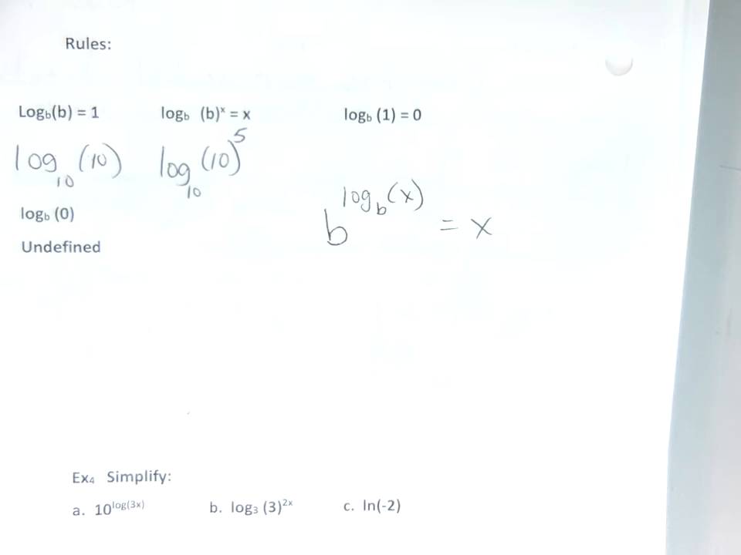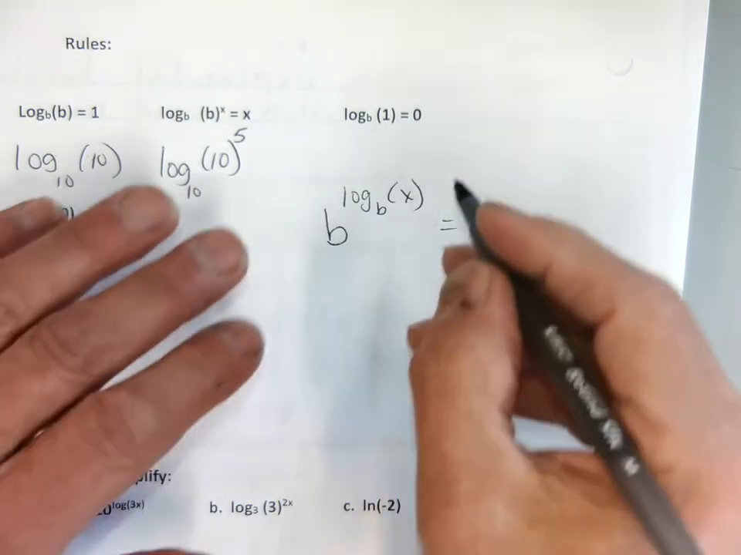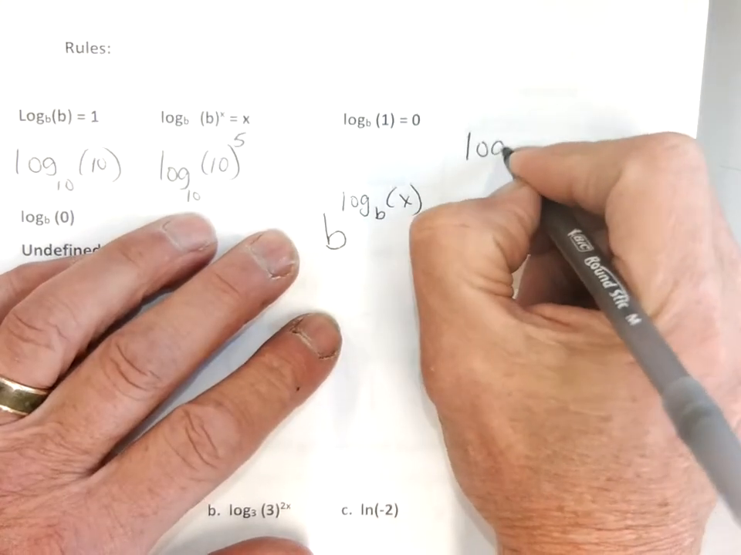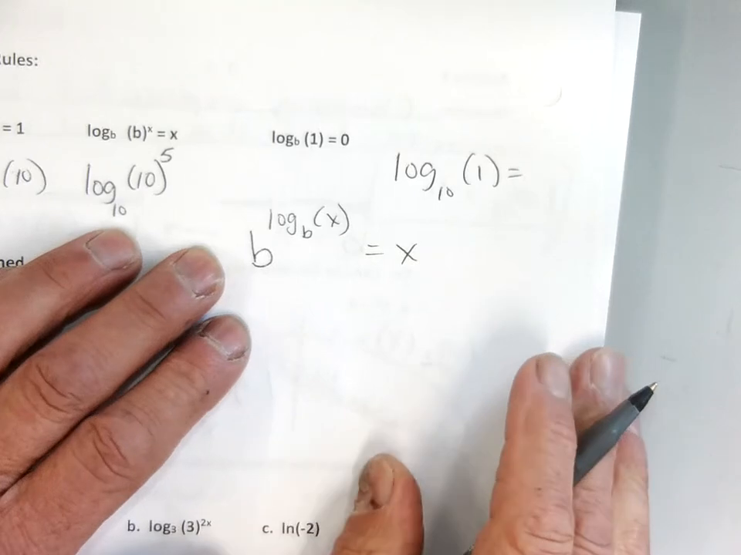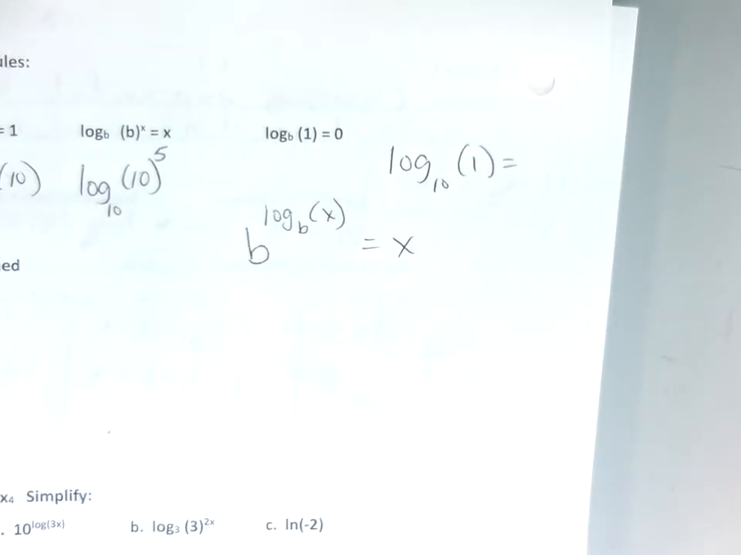And then the last one makes sense also. If I try log base 10 of 1, you should get 0. Kestrel, tell me why that works. Anything to the 0 power is always 1, so it has to equal 0, right? Okay, good. So if we know those rules, then the next 3 examples are actually pretty easy.